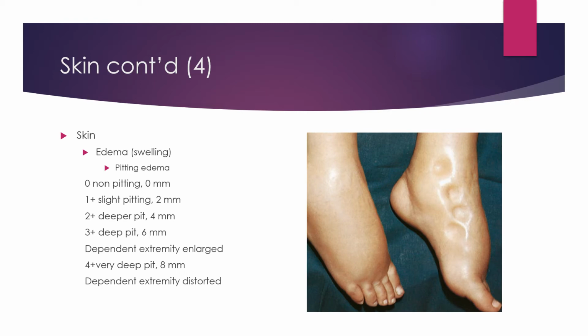Another portion of your skin assessment focuses on edema. So you will assess edema anywhere from 0, which is non-pitting, to +4, which is very deep pitting, approximately 8 millimeters. You can see in this picture that looks like deep pitting, but you'll see +1 edema, +2 edema bilaterally, +3 edema, or maybe the patient has +1 in one extremity and +2 in another. But it's important to document that.